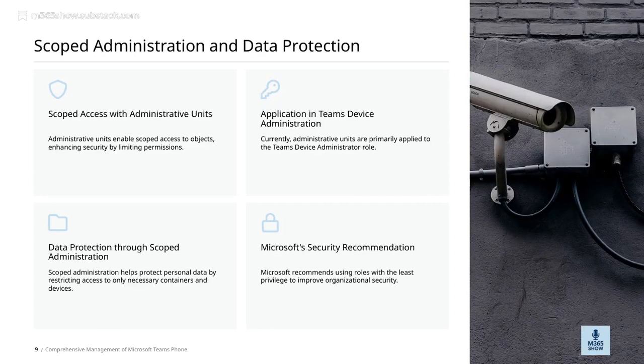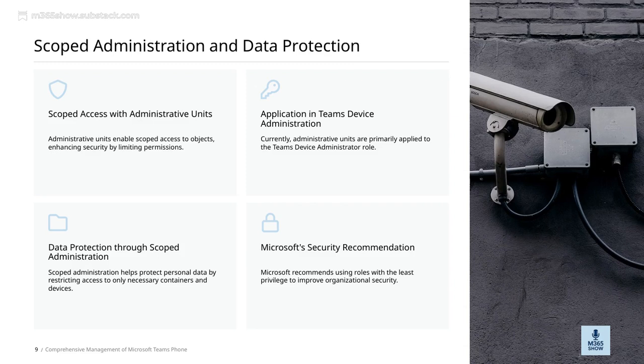Now, let's turn our attention to scoped administration and data protection. On this slide, we're focusing on the comprehensive management of Microsoft Teams Phone. Microsoft strongly recommends using roles with the least privilege necessary. This approach helps us improve our overall security posture by limiting access to only what's essential. When we talk about Microsoft security recommendations, it's all about minimizing risk. Scoped administration plays a key role here by protecting personal data. It does this by restricting access to only the containers and devices that are necessary for a user's role.